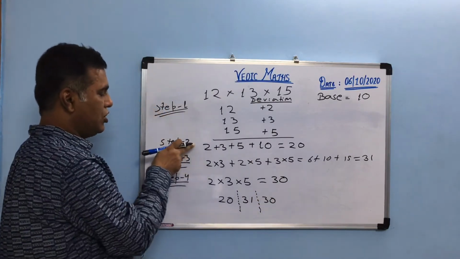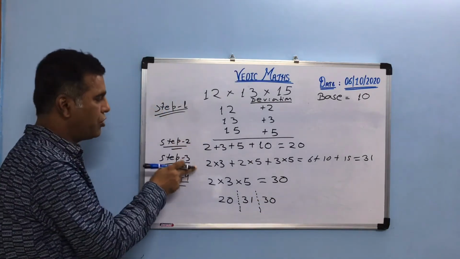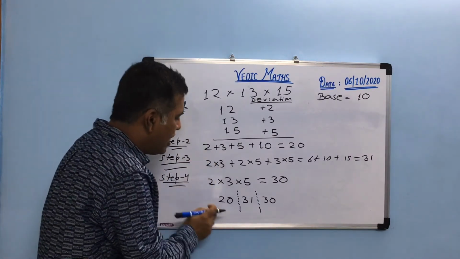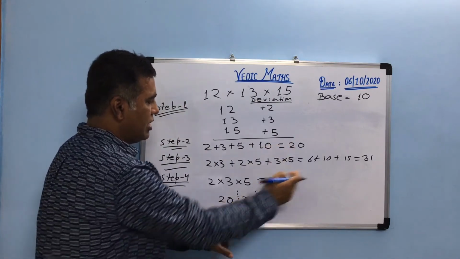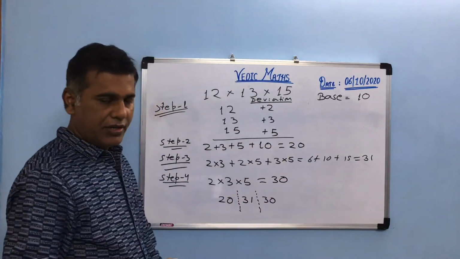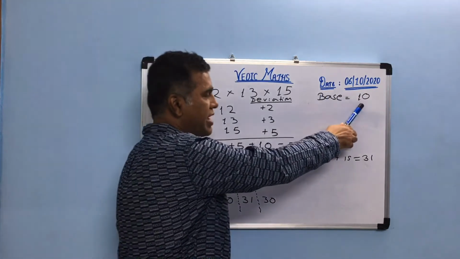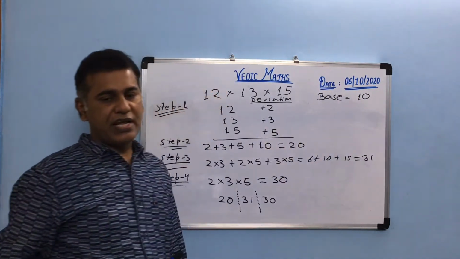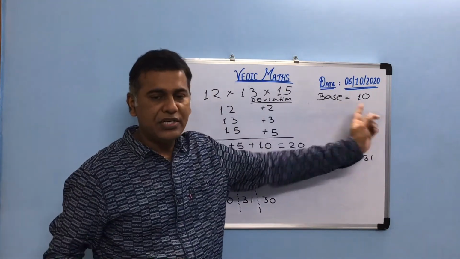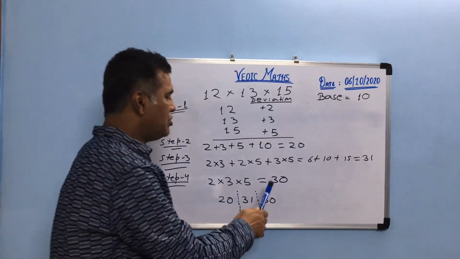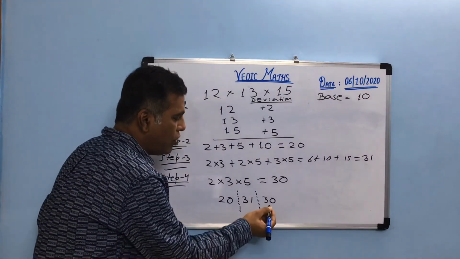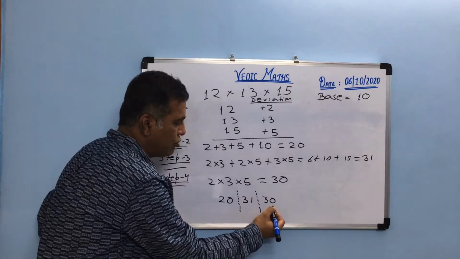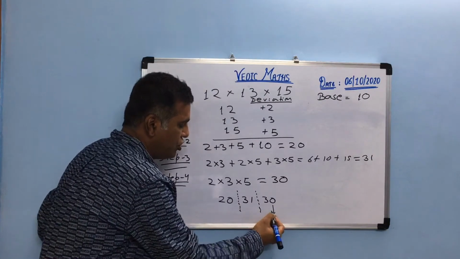In this way, the 3 numbers that you are getting after doing step 2, step 3 and step 4, you will write from left to right. First 20, then 31, then 30. Since our base is 10, as I have discussed in my previous classes, if the base is 10, that means in 10, 1 0 is there, and in that case we will keep only one number in every column. So here I will write only 0.